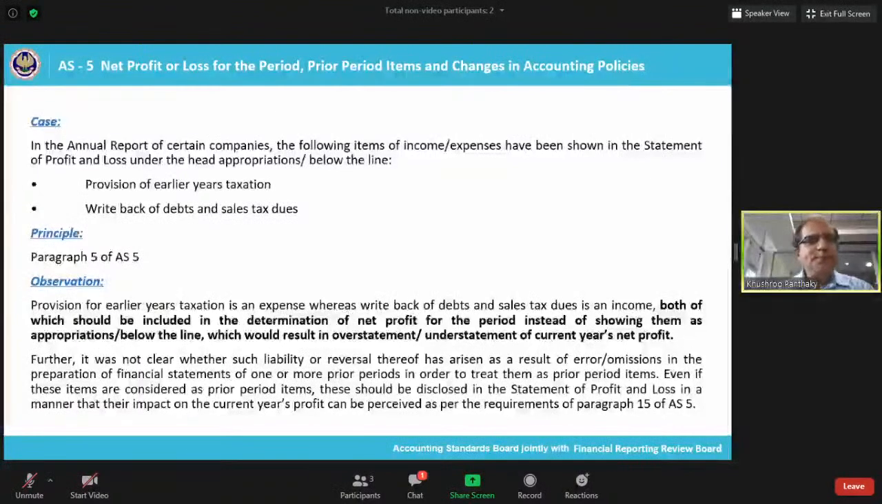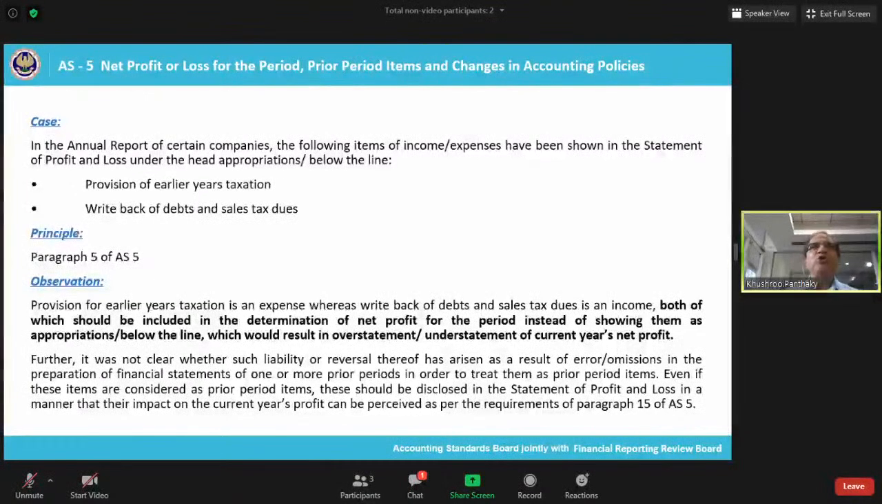Coming to the next question, or the next matter. Again, in one of the annual reports of companies, some of the items of income and expenses have been shown in the statement of profit and loss under the appropriation or below the line. It's being shown as an appropriation or as below the line in terms of provisions of earlier year tax and write back of debts and sales tax dues. Now, this is not how you would be showing. These are not appropriations. I'm not even going into the observation and talking about the commentary as such.